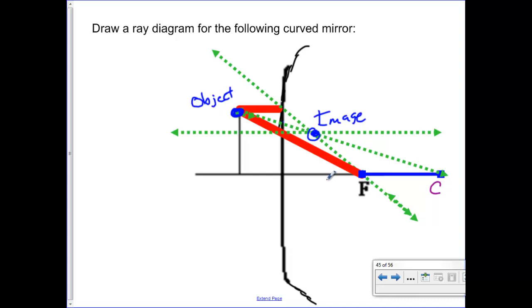So let's talk characteristics then. Is it going to be bigger or smaller? This will be a smaller image, so this will be diminished. How do you know it's smaller? Because it used to be this tall, and now it's only this tall.